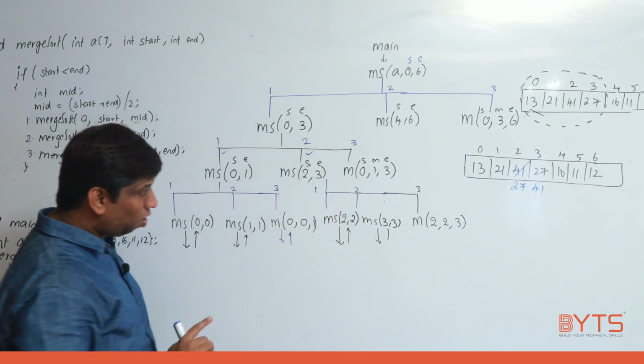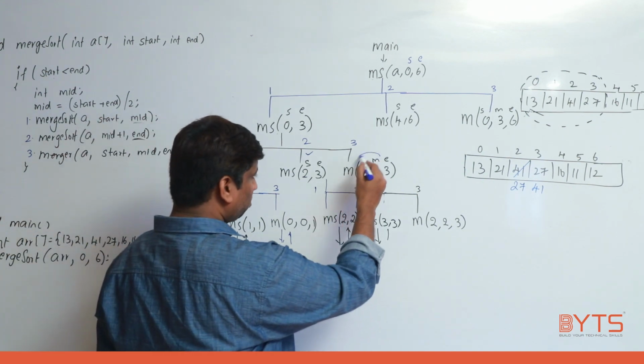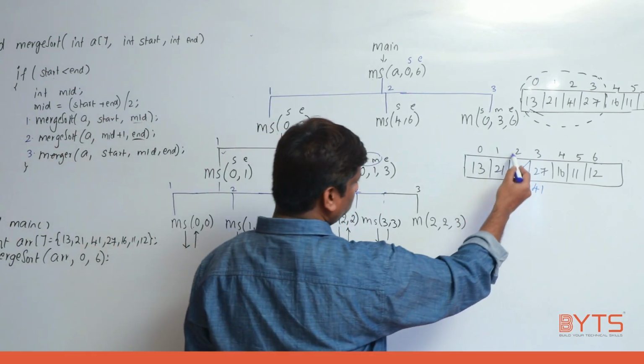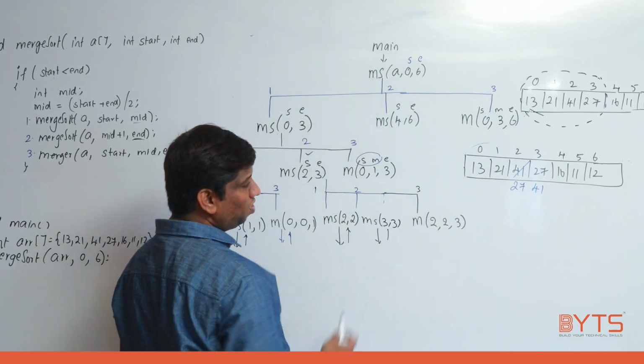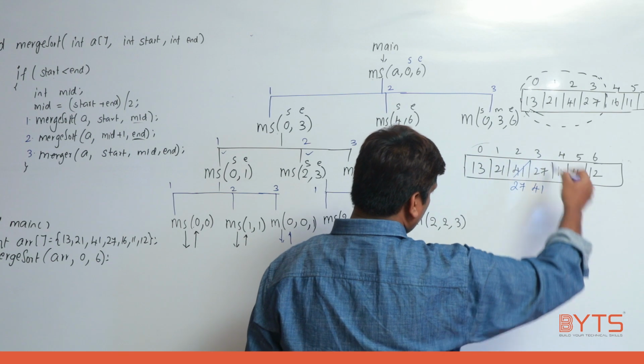Now I need to execute the third line. What is the third line telling? Start to mid is sorted. Check once: 0 to 1 is sorted. Yes. Next, what is it telling? 2 to 3 is also sorted, right? Mid plus 1 to end is also sorted, right?